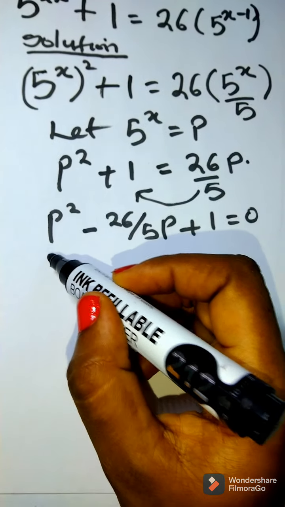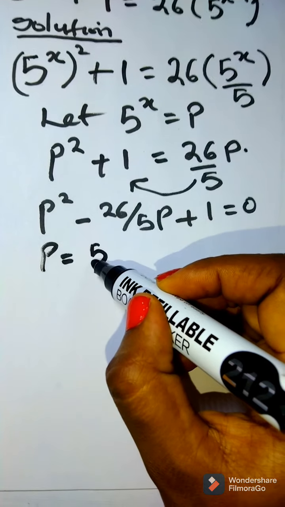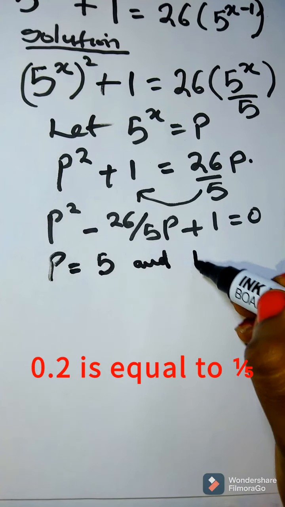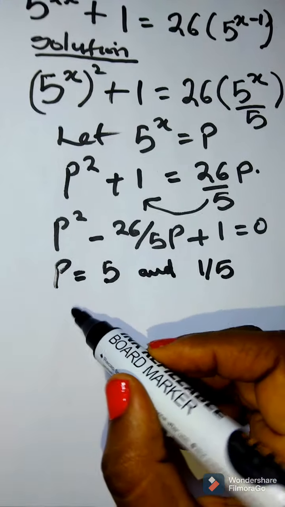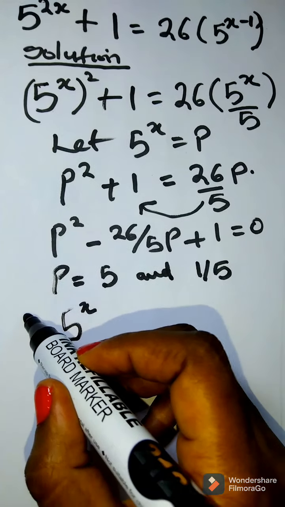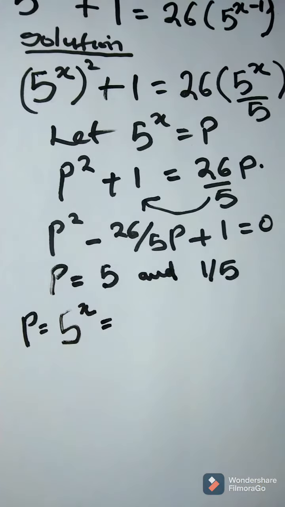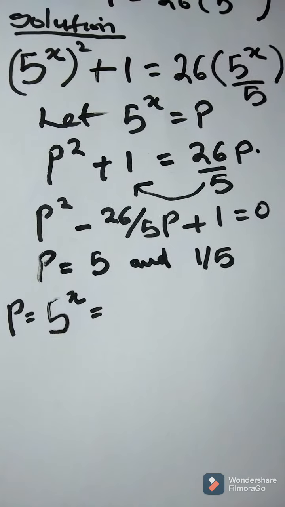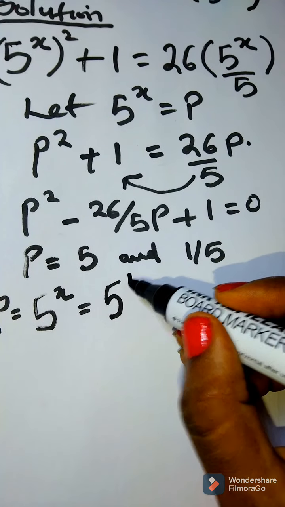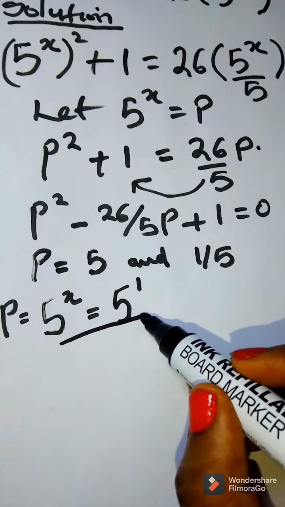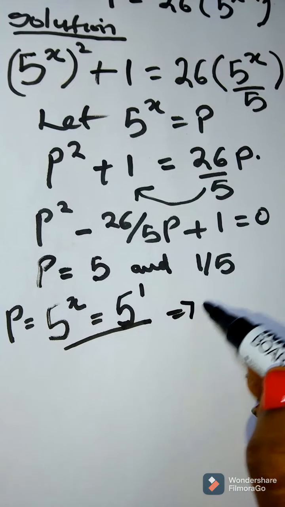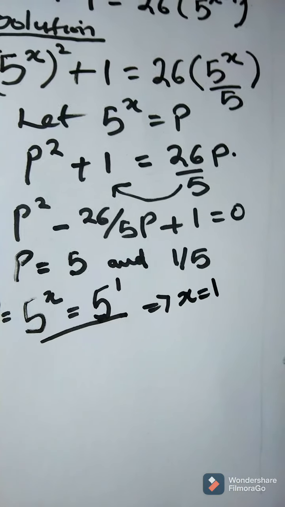So when we do that, we'll find that our p will give us two values, 5 and 1/5. Okay, so now we're going to go back to our initial value, which is 5 raised to the power x. Remember, p is equal to 5 raised to the power x. So for 5, we know this is raised to the power 1. So if we use the law of congruency, that is the bases being equal, comparing the two sides, our x will be equal to 1.